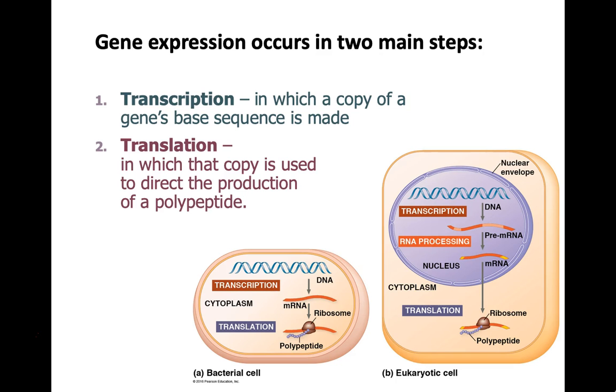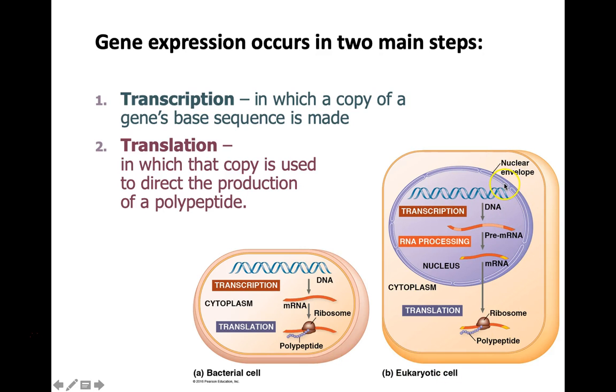So, transcription and translation, the two main steps in gene expression. In transcription, a copy of a gene's sequence is made. This is a slightly different process depending on whether it's a bacterial prokaryotic cell or a eukaryotic cell. In prokaryotes, DNA is made into RNA and then can immediately be turned into a protein, an amino acid chain. This can also be called a polypeptide. So it's a pretty simple process in prokaryotes.